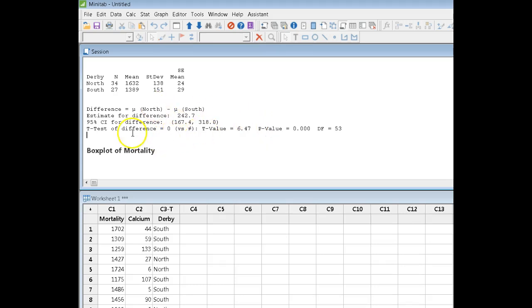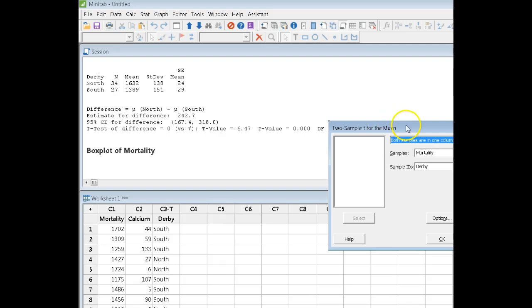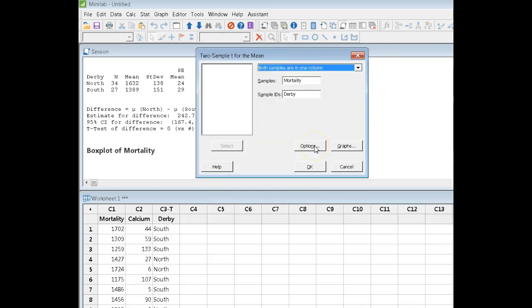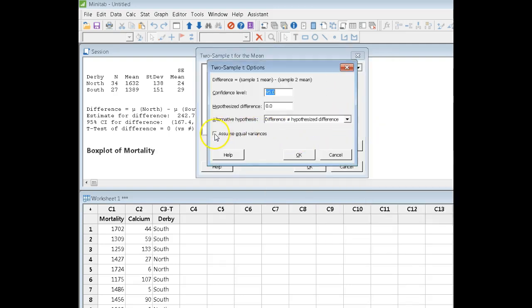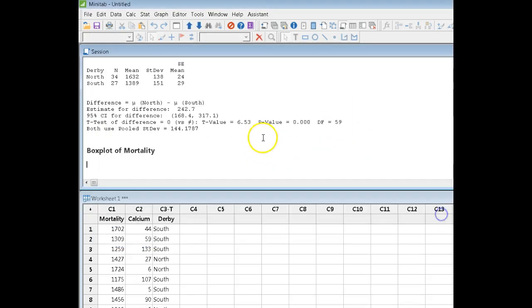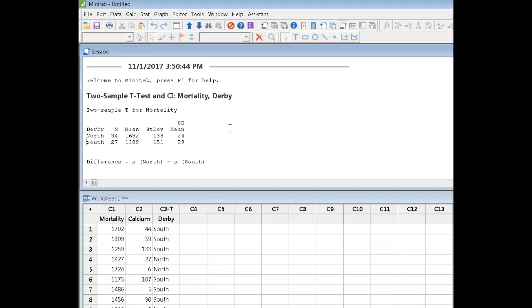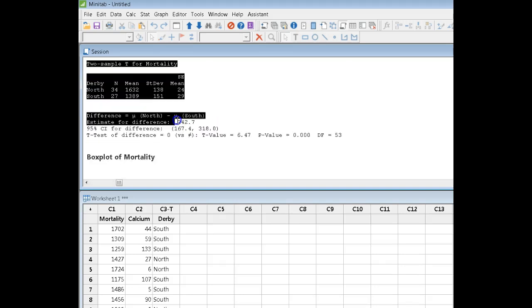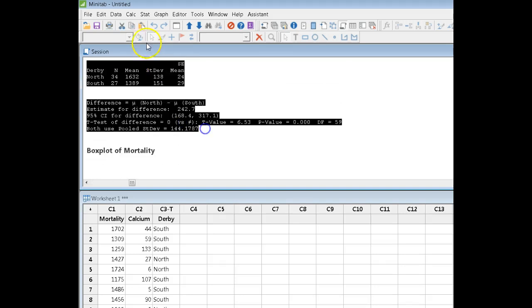So here's the test done without assuming equal variance. And I'm going to go back in and do this again. This is the one in your notes that is referred to as the pooled test. And this time I'm going to assume equal variance. Say OK. There are my box plots again, so that doesn't change. Now, I'm just going to copy and paste both of these into my Word file, and then we're going to talk about it.